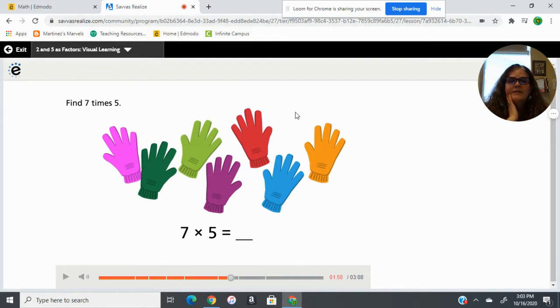All right, so thinking about 7 times 5, we can skip count by 5. So we have 5, 10, 15, 20, 25, 30, 35. So we should have 35 fingers.